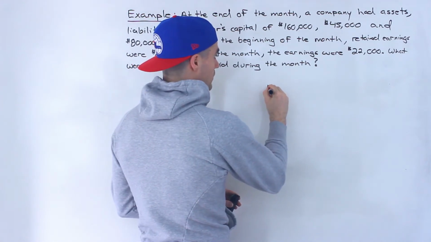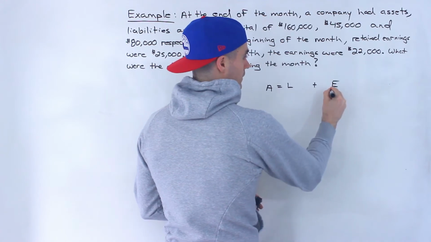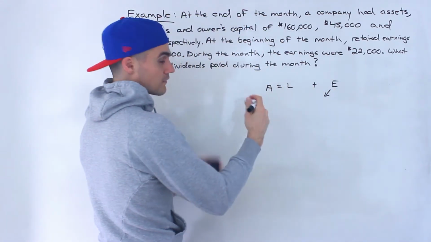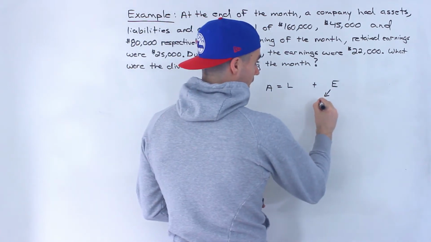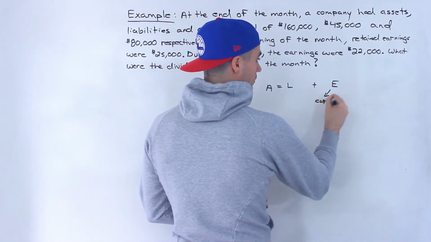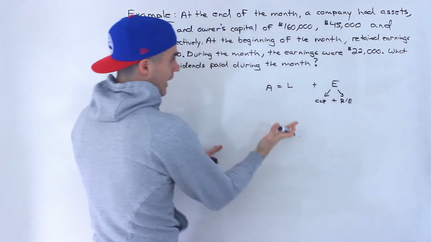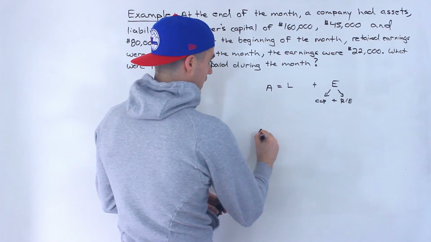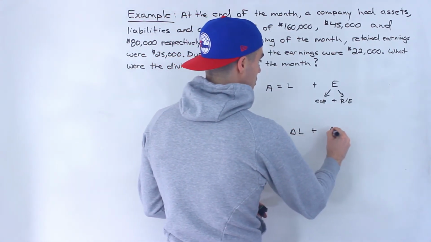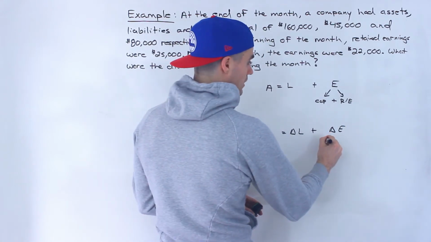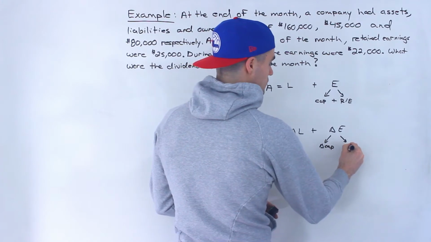So we're starting with a balance sheet at the beginning of, we're dealing with a month here. That's what the period is. So this is the balance sheet at the beginning of the month. And then the equity is made up of capital and retained earnings. And then during the month, what's going to happen is we're going to have a change in assets, we're going to have a change in liabilities, and we're going to have a change in equity. And then the change in equity, that's made up of the change in capital and the change in retained earnings.